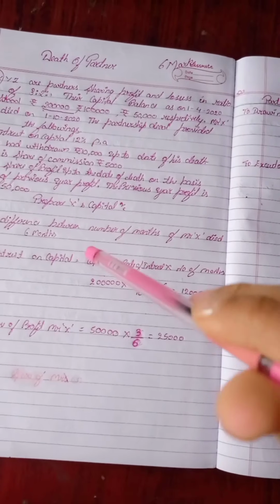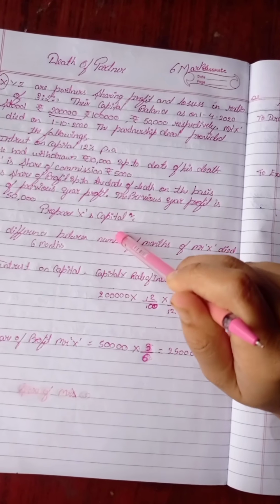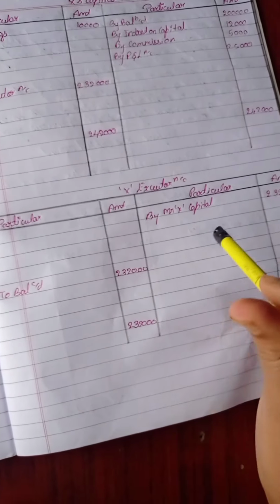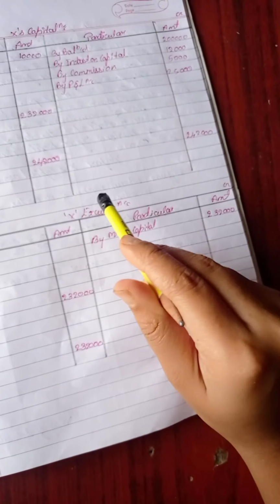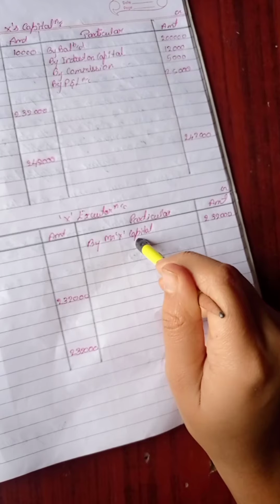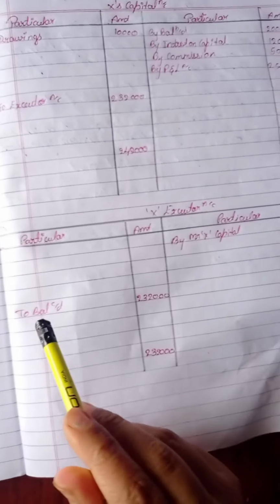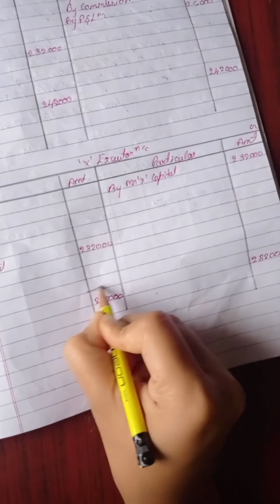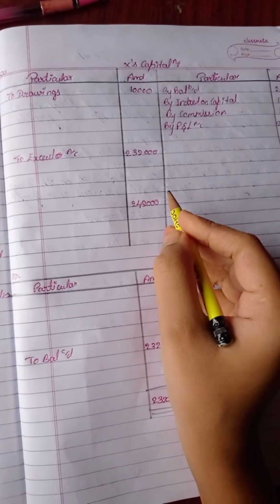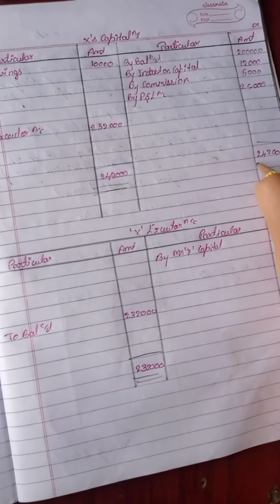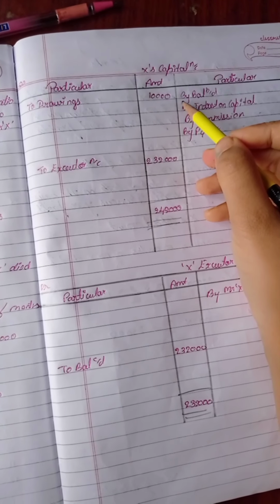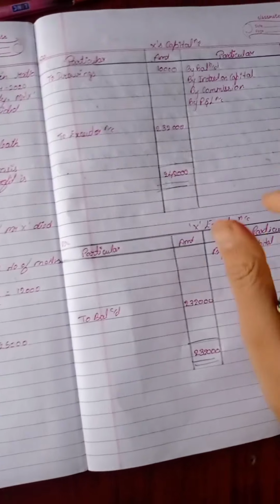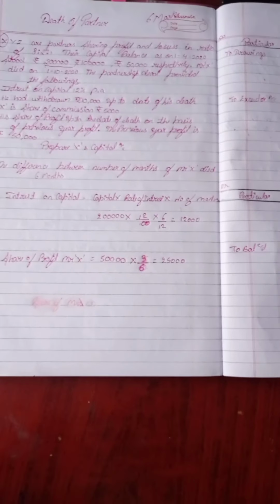And if they say to prepare the Mr. X executor account, then draw the executor account, which has two sides, debit and credit, two particulars columns and two amount columns. On the credit side of the X executor account, write by Mr. X capital 2,32,000, and on the debit side to balance carried down 2,32,000. Both sides the total is 2,32,000, and in the X capital account 2,42,000 was the total, and we have removed the 10,000 which he had withdrawn. So the amount transferred to the executor is 2,32,000. So here the death of a partner 6 mark problem is completed.